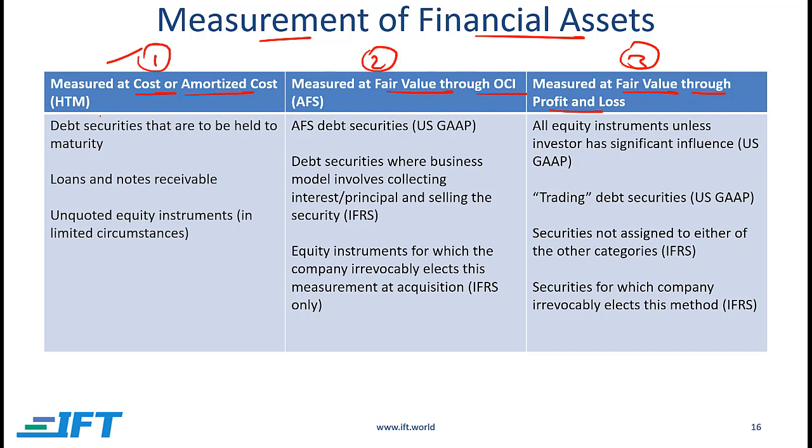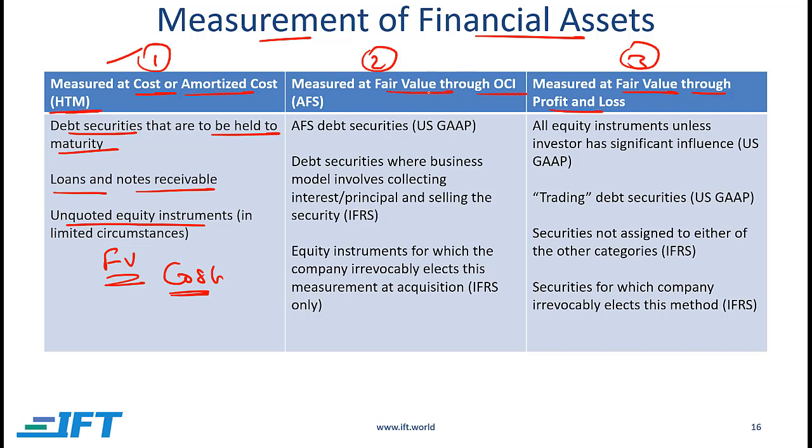In the US GAAP context, this is also called held to maturity because this method is used for debt securities that are to be held to maturity. This method is used for loans and notes receivables. And under IFRS, in very limited circumstances, this method can be used for unquoted equity instruments. So the limited circumstances have to do with situations where the fair value is very difficult to estimate and the cost is a fair proxy or a reasonable estimate for fair value.